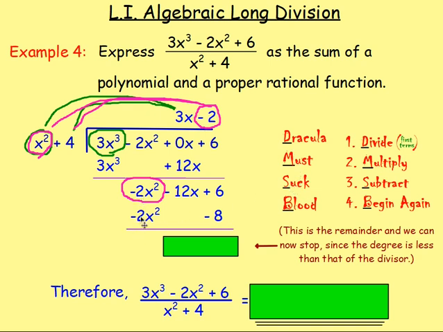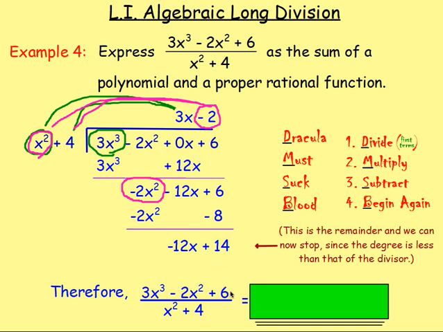So negative 2x squared, take away negative 2x squared, will become plus. It will cancel out, giving you 0x squared. Negative 12x, take away 0 is negative 12x. And 6 take away negative 8 will give you positive 14. After that, the degree of this remainder is less than that of the divisor, so we can now stop.